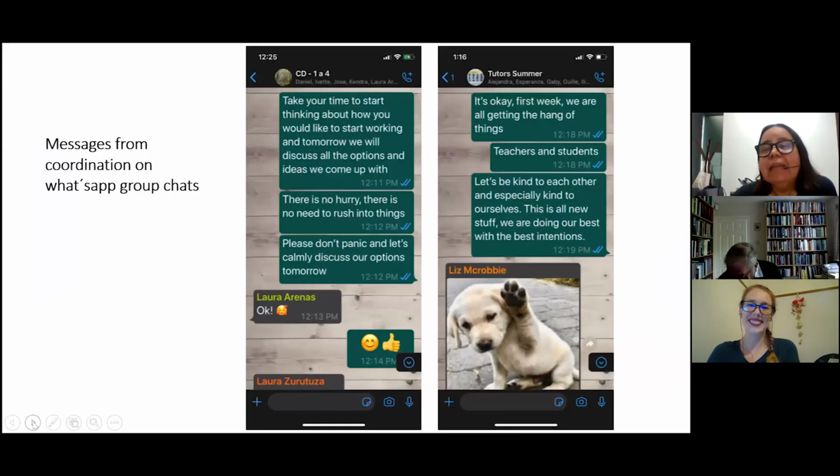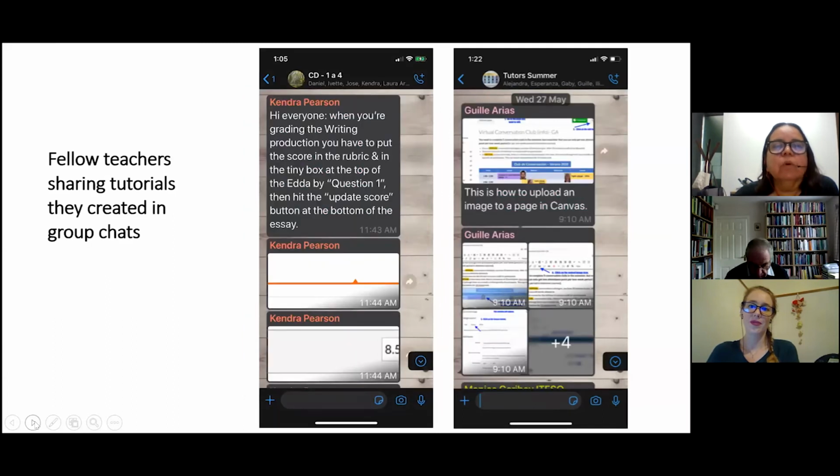And we had the endless messages on WhatsApp. These are two of the chats where I was participating, one for my coordination and another one for the tutors for the language hub. And so we had these type of messages where we made sure that we touched base and we shared what was happening. For example, fellow teachers were sharing tutorials that they created, little things that would be very helpful that we could go back to a million times if we got stuck with something.